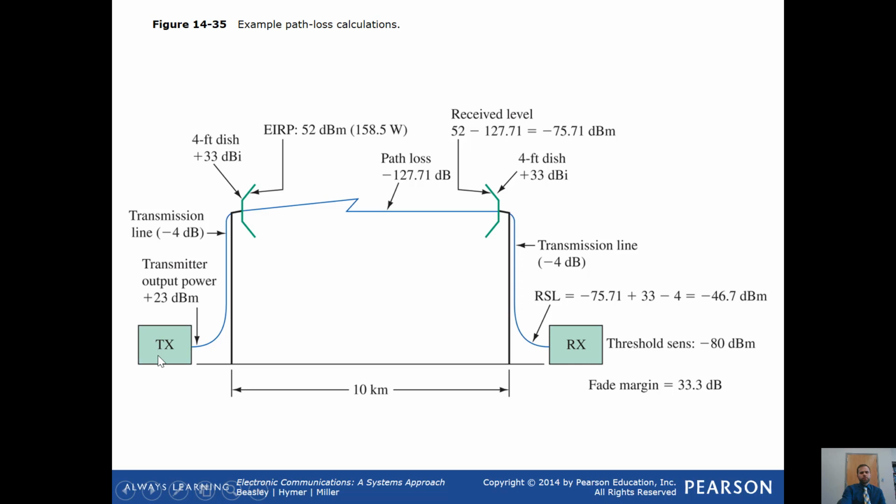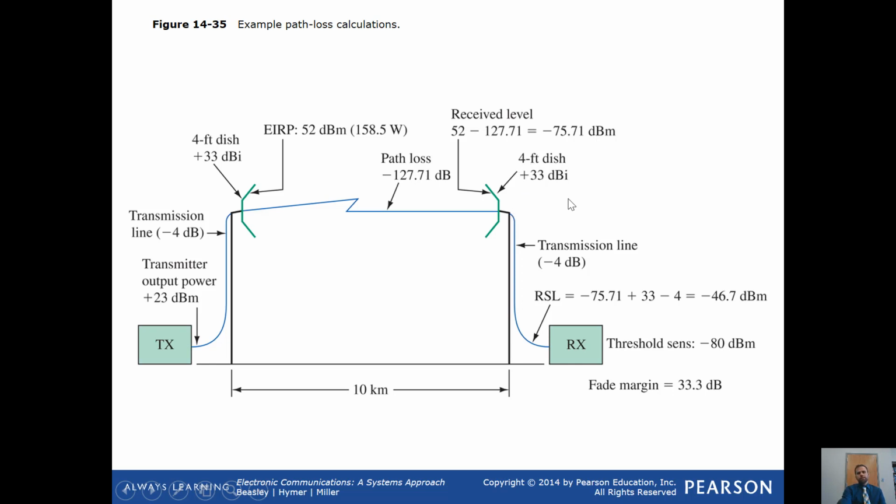Here's an example path loss calculation. Say your transmit power is 23 dBm. Your transmission line gives you some loss or attenuation, so minus 4 dB. Your 4-foot dish gives you some additional gain, 33 dBi directional. So you end up with an EIRP, emitted isotropic radiated power, of 52 dBm, which is pretty impressive going out over your channel. But then you have path loss induced in your channels. So you actually end up with negative 75 dBm, but be not alarmed.